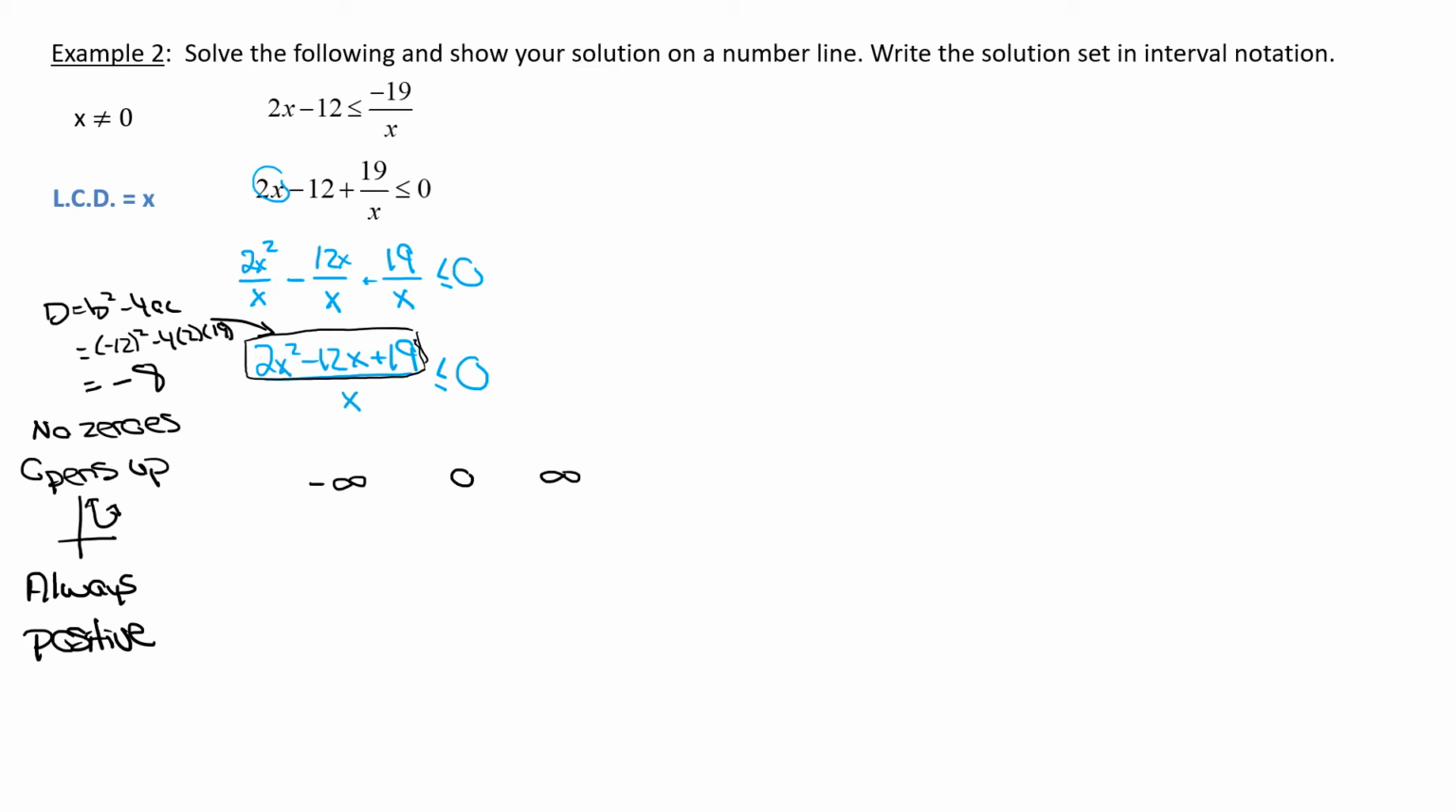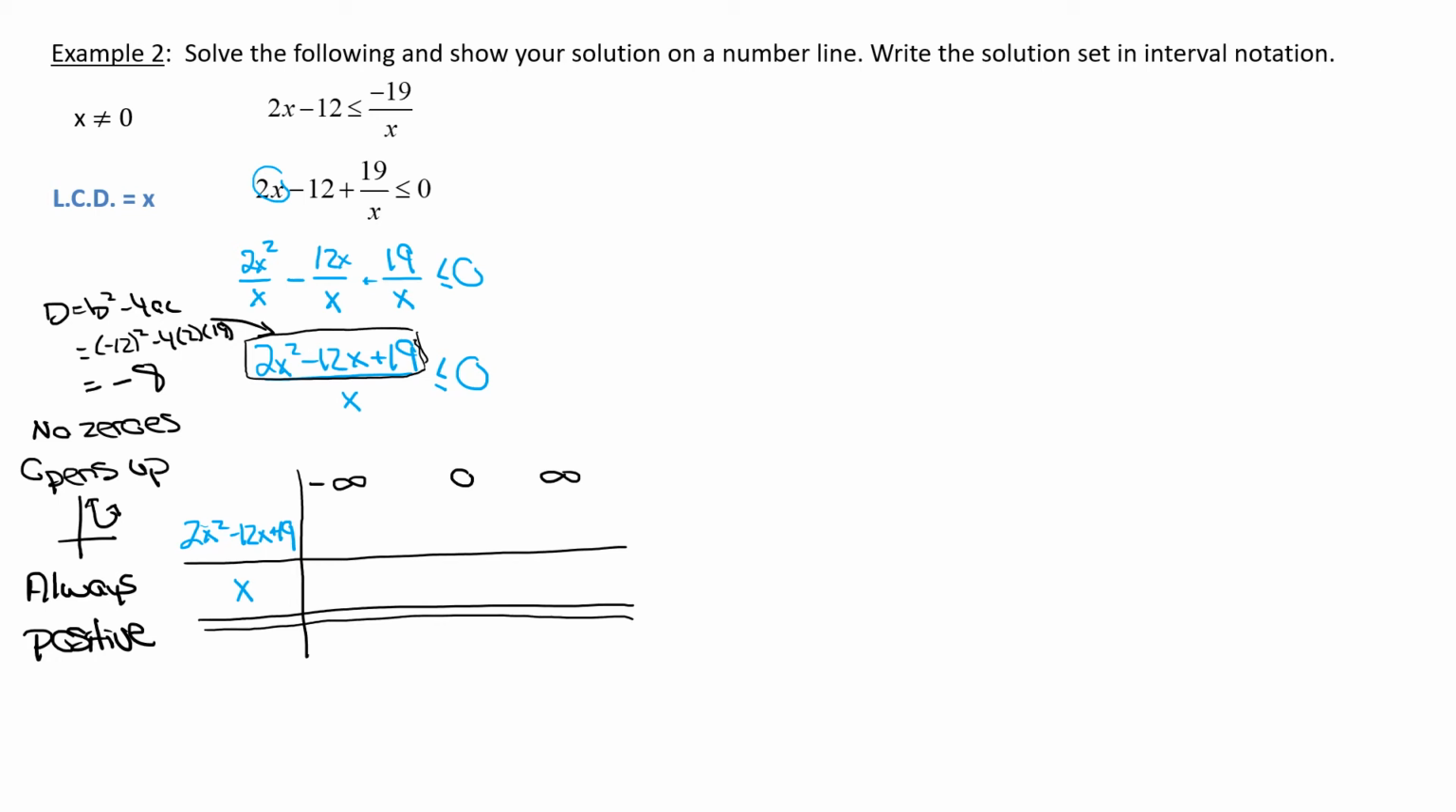Down the side of my chart, I'm going to put the factors. So I have to write the whole numerator as one factor here. Let me change colors. So this was my numerator, 2x squared minus 12x plus 19. That whole factor is 1. And then I had an x in my denominator. Okay. And then my final column, I'll just give it a double line there for total. My final column will be my related function here, f at x.